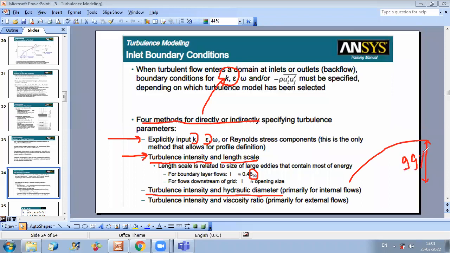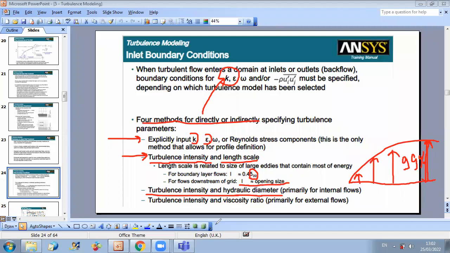Okay, so you know that whenever you have a boundary layer, the thickness of the boundary layer will increase as you go over the surface. So you can measure a certain thickness whenever you reach a nearly flat state. So you can consider that this is 99% of the thickness. And for flow downstream of grids, you can consider that the length scale is nearly equal to the opening size.